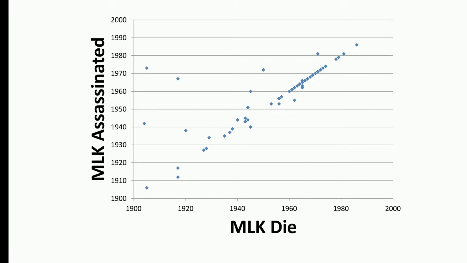So the right answer, by the way, is that he both died and was assassinated in 1968. So if you pick 1968, you win. And that's that. Let's see, what else we got here?